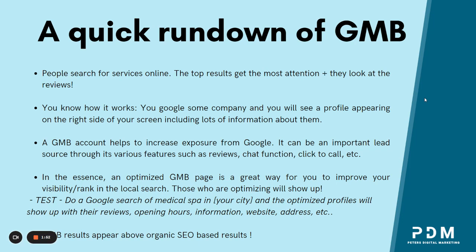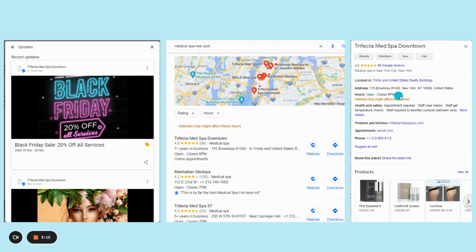If you do a quick test, you can just do a quick Google search for medical spa in, for example, Houston or Miami or wherever you are residing. You can see that the optimized profiles will show up with their reviews, their opening hours, their information, website, address, updates, etc. I made some screenshots. I did a quick Google search, medical spa New York, and I could already tell that Trifecta Med Spa downtown is appearing in position number 1 for Google My Business results. If you have a deeper look into their profile, you can see that they have 96 reviews here. Their NAP details are set up correctly.